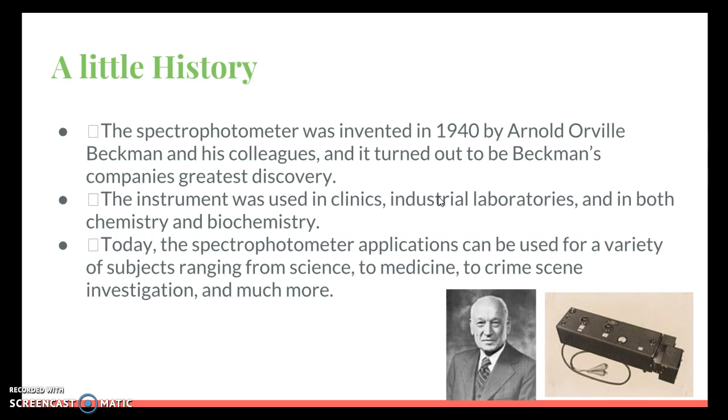Before we continue, it's really cool to learn about the history behind this. In 1940, a guy named Arnold Orville Beckman, not to be confused with George Orwell and 1984, which is a really good book. I highly recommend it. Back on track.